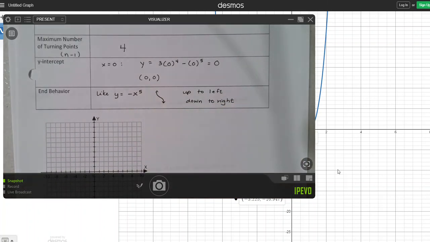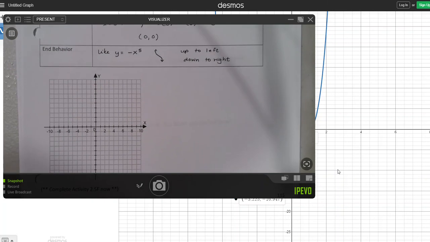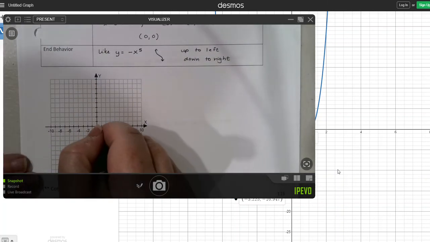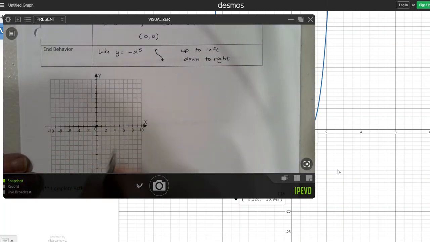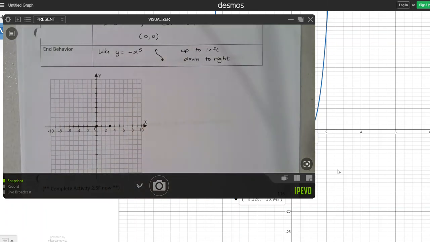All right, let's see how much I can graph based on that information. I'm going to start by putting in my x-intercepts, 0, 0, and 3, 0. And since the y-intercept was also 0, 0, I actually don't get any extra information there, so not a ton here. But let's see what we can do.